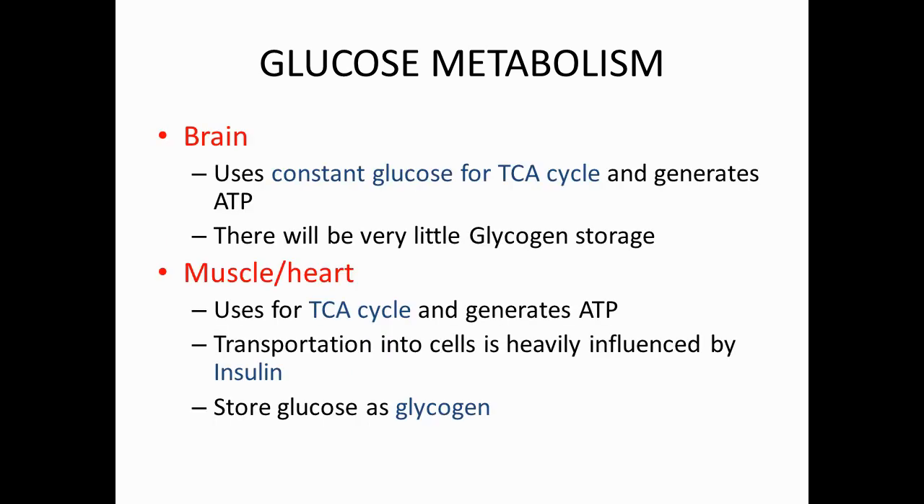So now we'll see how different tissues in our body use glucose. The brain tissue uses a constant amount of glucose for the TCA cycle in order to generate ATP, and there is little glycogen storage in brain cells. Muscles and heart use the TCA cycle to generate ATP, and the transport into these cells is heavily influenced by insulin, and glucose is stored as glycogen in the cells of muscles and heart.